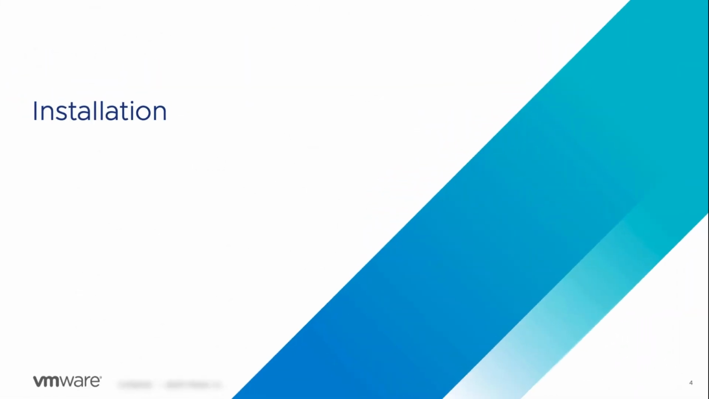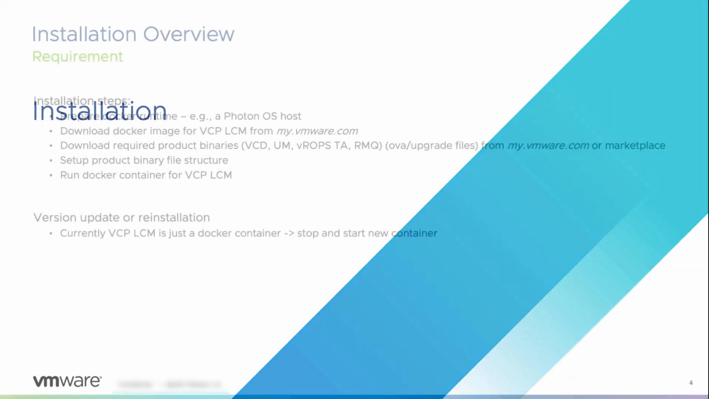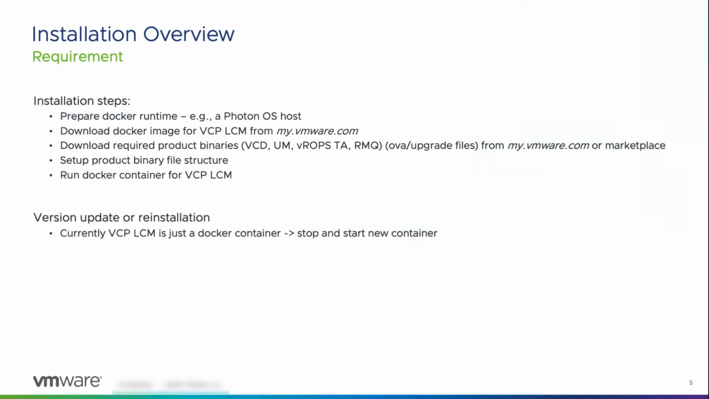We'll talk a bit about the installation procedure now. The high-level installation steps are: firstly, we have to prepare a Docker runtime, for example a Photon OS host. Then we have to download the Docker image for this tool from my.vmware.com, followed by the product binaries like VMware Cloud Director, Usage Meter, vRealize Operations Manager Tenant App, and RabbitMQ, either the OVA files and also the upgrade files from my.vmware.com or the marketplace.